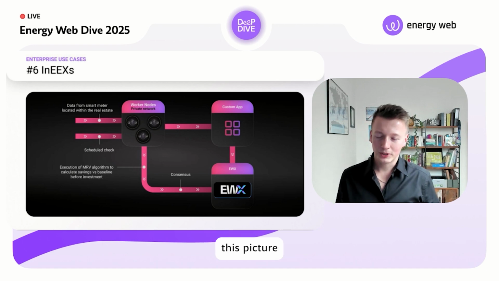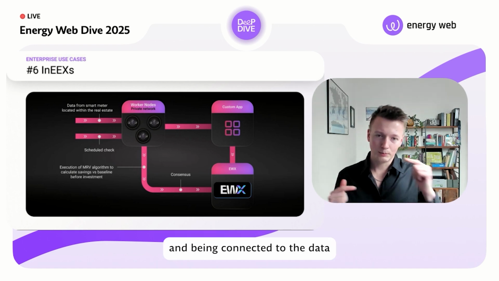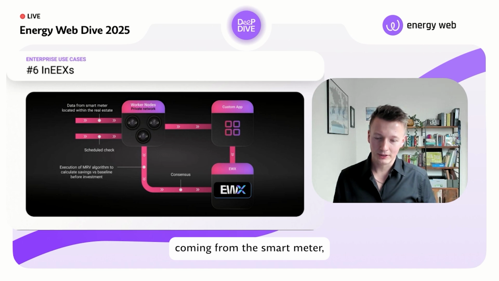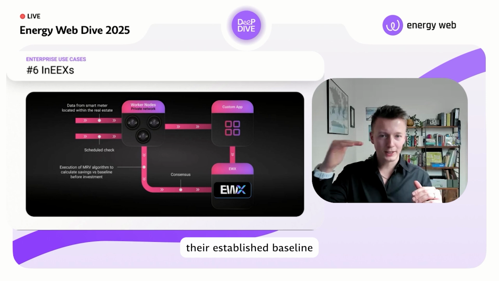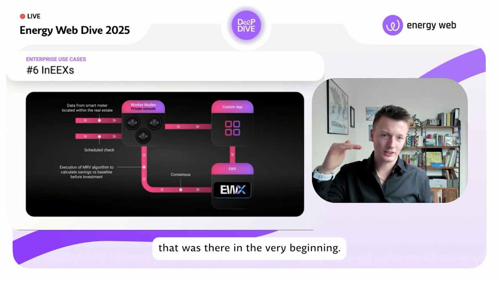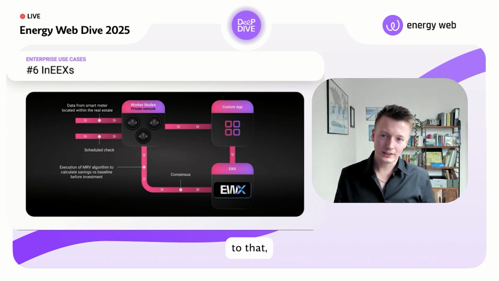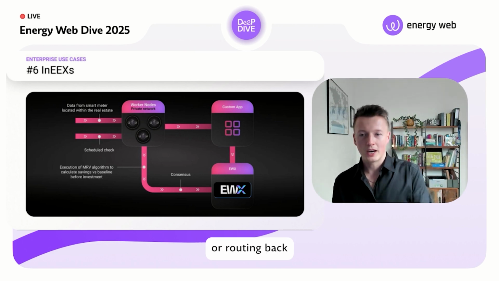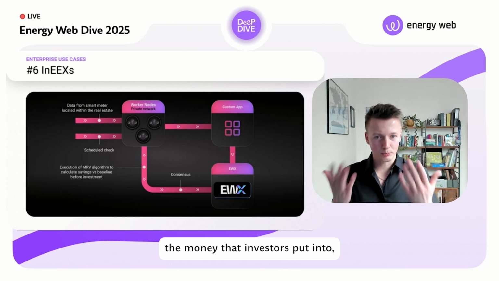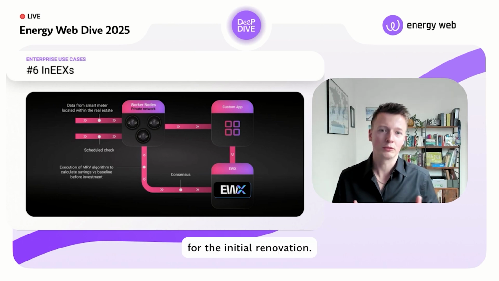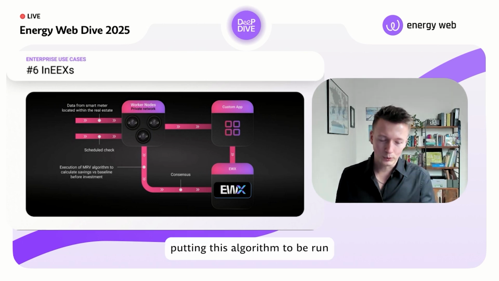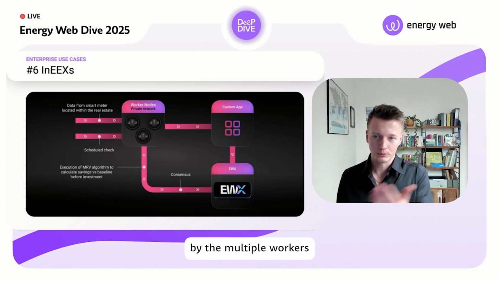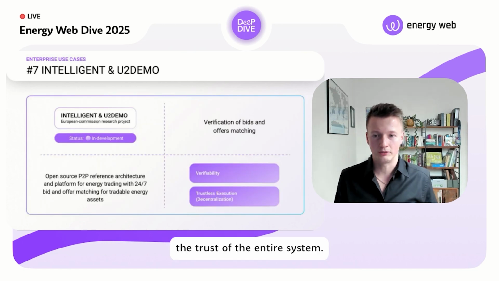And worker nodes in this picture are running this MRV algorithm, and being connected to the data coming from the smart meter, they are able to validate the decrease of the energy consumption versus the established baseline that was there in the very beginning. And thanks to that, based on the calculation of that gap, we are incentivizing or routing back the money that the investor put into the initial renovation. So I believe it's pretty interesting. And again, putting this algorithm to be run by multiple workers is ensuring the trust of the entire system.